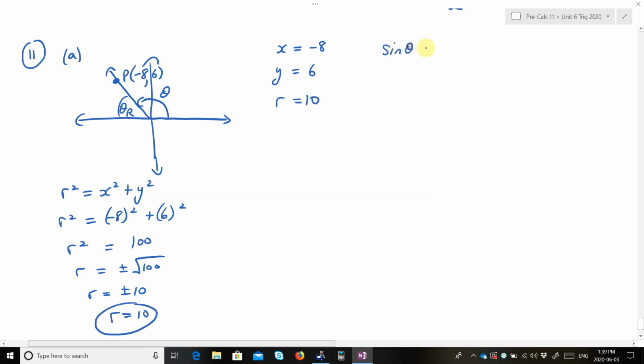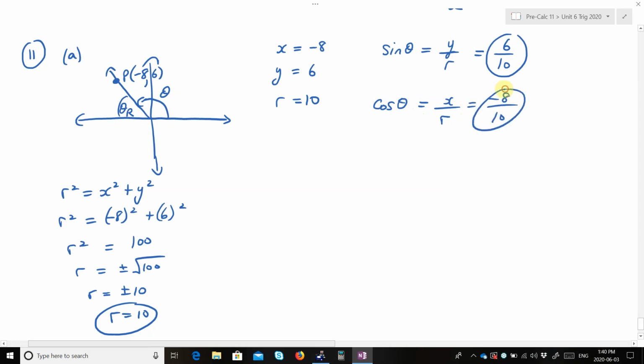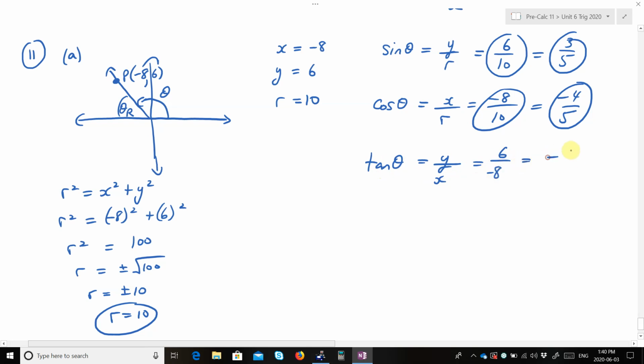Awesome. So then sine of the angle is y over r, which is 6 over 10. We could put that in lowest terms if we wanted to. Cos of the angle is x over r, which is negative 8 over 10. Maybe we could do lowest terms. And tan of the angle is y over x, which is 6 over negative 8, in lowest terms, negative 3 over 4. And just looking at number 11 in the answer key, everything is looking good with this. Perfect.